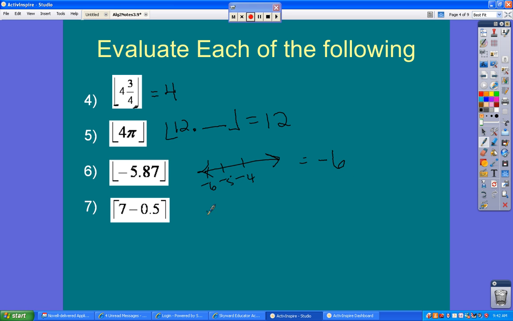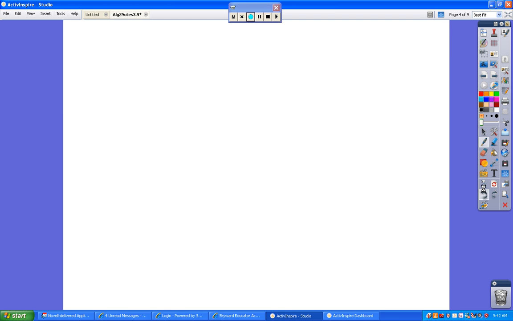7 minus 0.5, ceiling, round up. That's 6.5. Round that one up, and I get 7. That's one way you could do it. The other way you could do it, no, not really. I was going to say you could round that up first, but if that was the case, then you would have 7. No 7 here. 7 rounded up is 7 minus 1, and that's 6. So don't do it that way. Make sure you do the calculation first, because there are parentheses here. 7 minus 0.5 is 6.5. Round it up to 7.